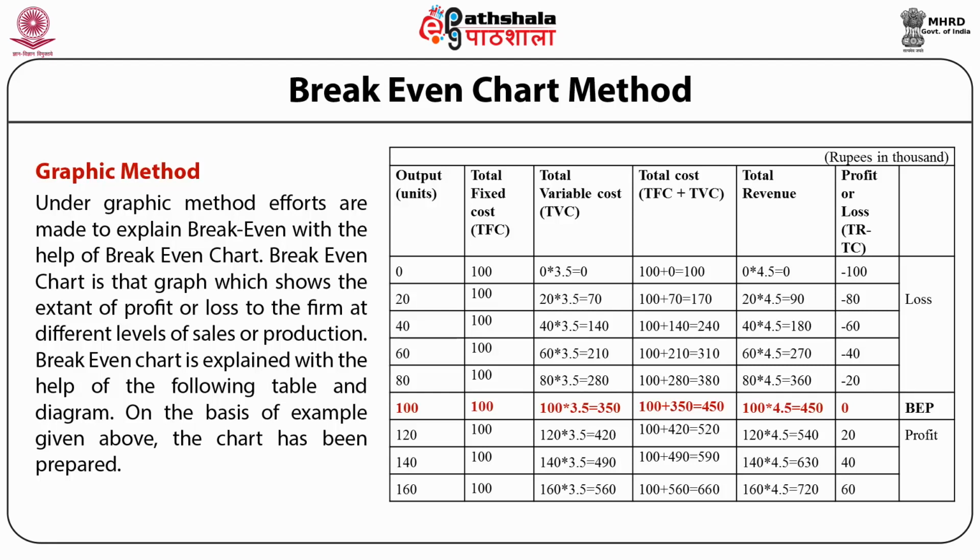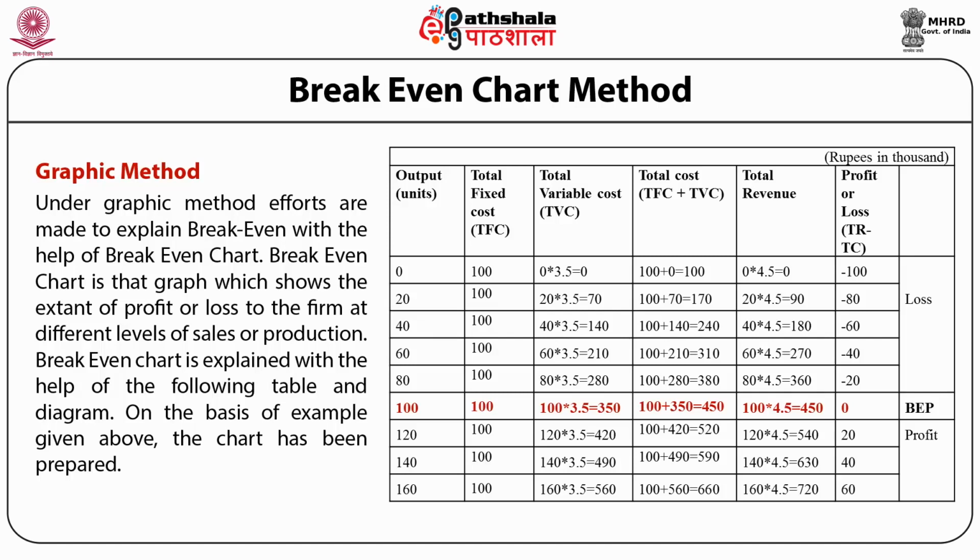In the next column, we have taken the total variable cost. Variable cost is a function of output multiplied by variable cost per unit. So in this case, our variable cost is 3,500. So total variable cost in case of 0 output is 0, in case of 20 units it is 70,000, whereas in case of 40 units it is 1,40,000, and so on. For 160 units, the variable cost is 5,60,000.